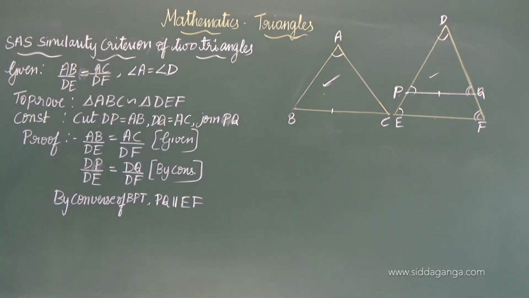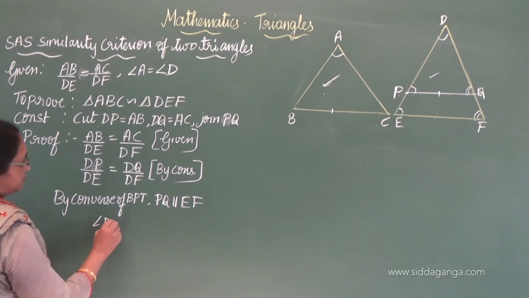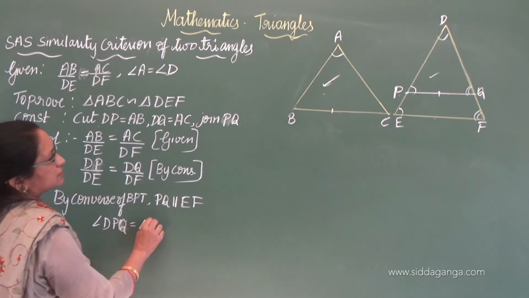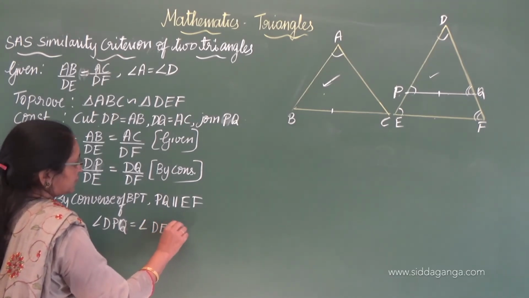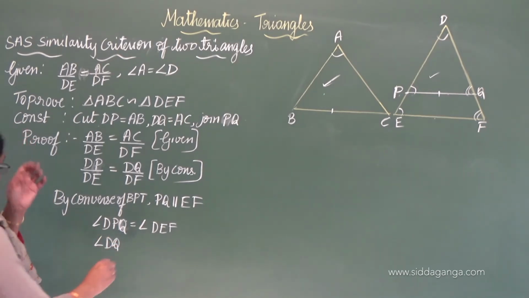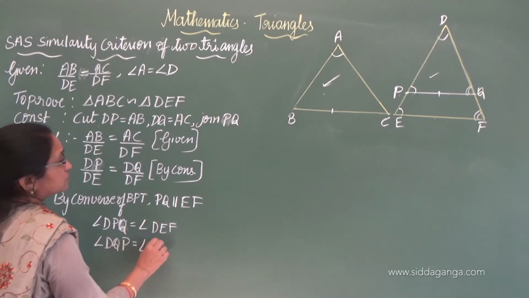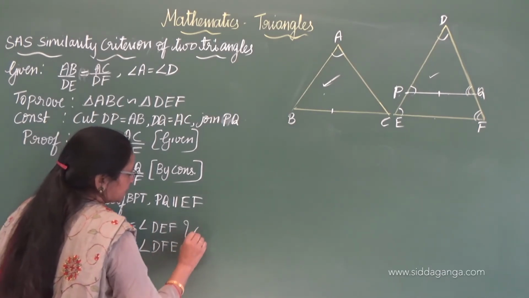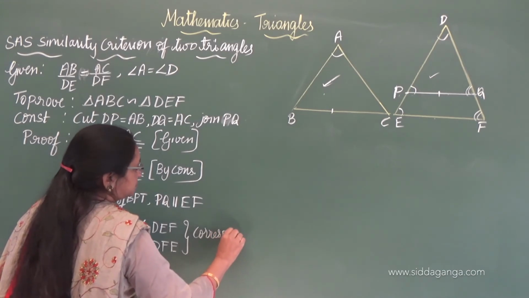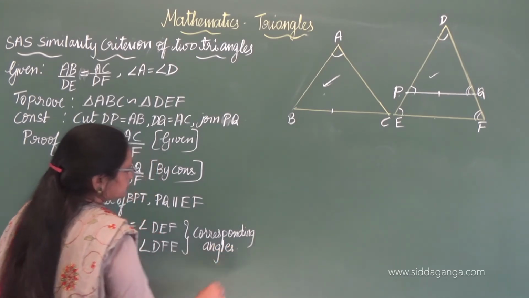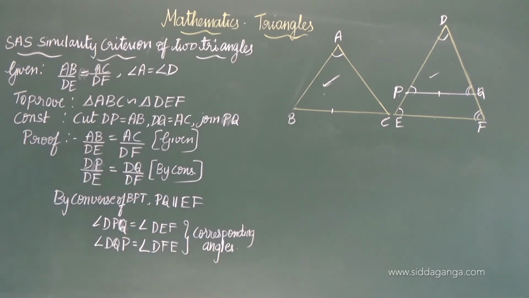Okay. Now, so let me write angle DPQ is equal to angle DEF, and also angle DQP is equal to angle DFE. Why? Because corresponding angles. Okay, corresponding angles.